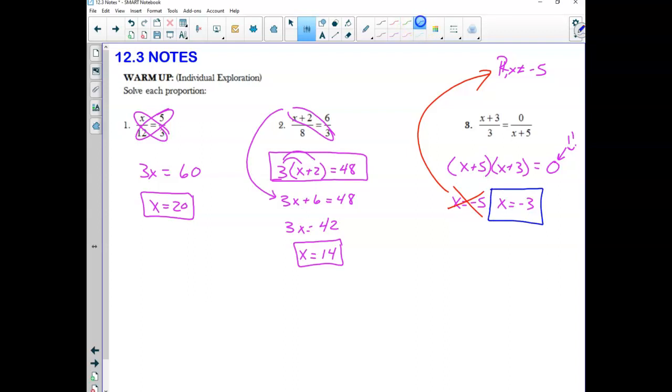An extraneous solution is a solution that is like a false positive. It looks like it's a solution, but it really isn't, because it does illegal things in math, all right?